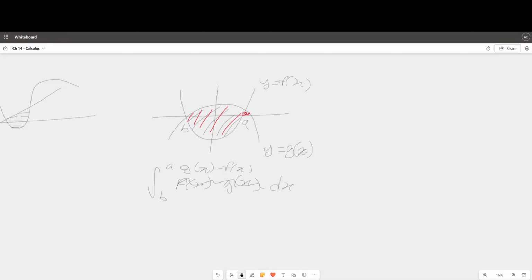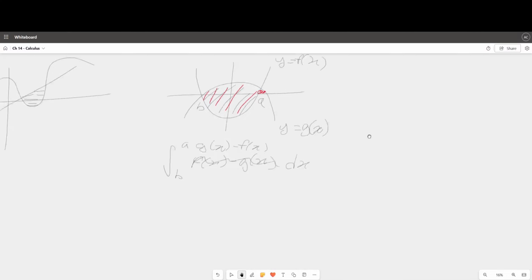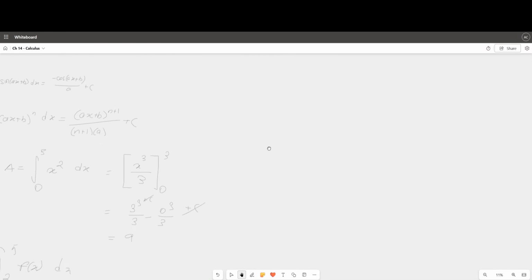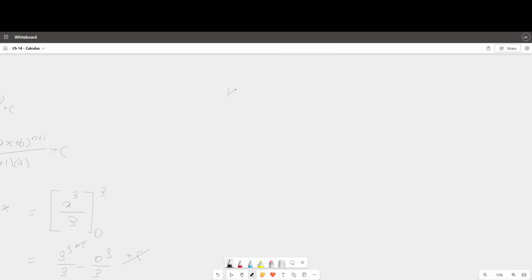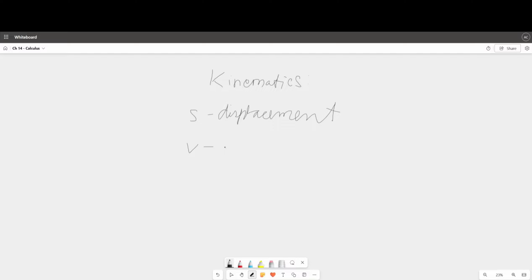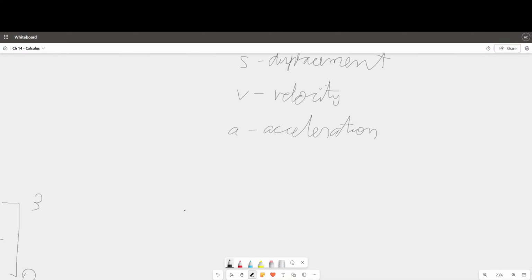Now that is integration. Now let's move to kinematics. Kinematics is completely separate, but it uses the concepts we learned here. Kinematics deals with three things: S, which represents displacement, V, which represents velocity, and A, which represents acceleration. You might be familiar with these terms if you've done physics. We say velocity is displacement by time, acceleration is velocity by time.